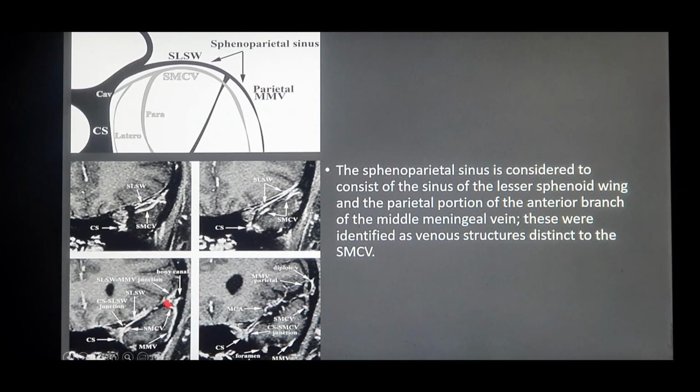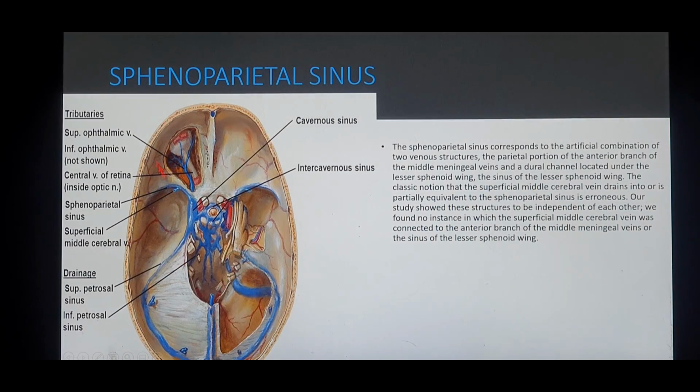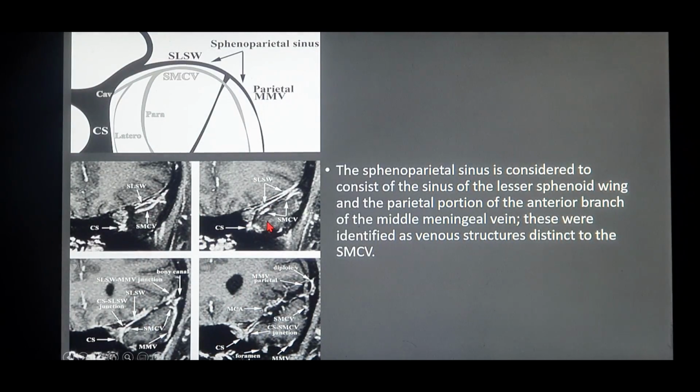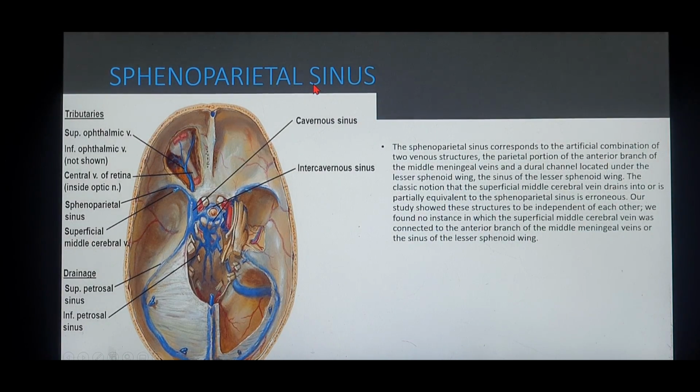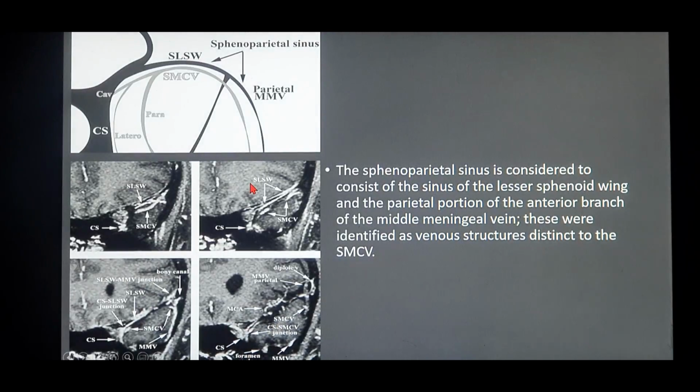And the junction of the middle meningeal vein and the sinus of the lesser wing of sphenoid results in the sphenoparietal sinus. So you can use an MR venography to confirm that. So that is all about the sphenoparietal sinus. The functions and the clinical importance always stay the same as compared to the others.